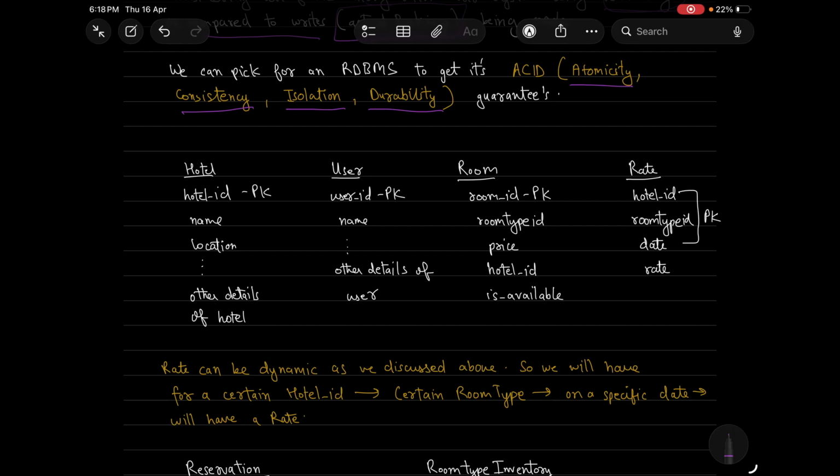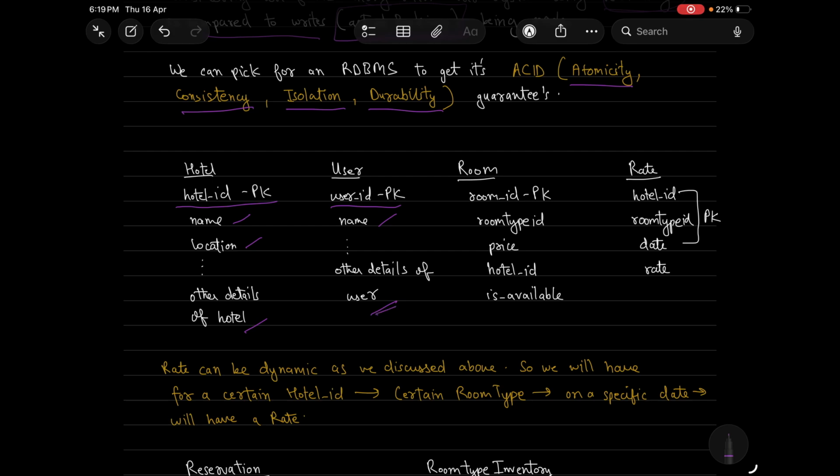For hotel, we can have hotel ID as the primary key. We can have the name of that hotel, location of that specific hotel, and similar other details about the hotel. For user, we can have user ID as its primary key. We can have the name of the user, and similarly, to keep things as simple as possible, I have skipped adding too many details about the hotel, user, and a couple of other entities. But yeah, it will have other details about the user as well.